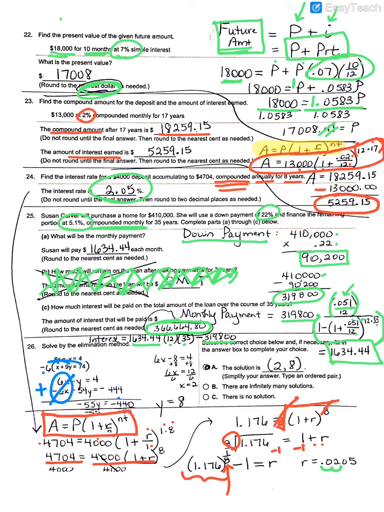And then I added my y's together. I got -55y. And then 4 plus -444 gave me -440. When I divided both sides by -55, then I found that my y was equal to 8. Once you have your y, you're going to plug it back into either of the original equations. I just happened to choose the first one. It really doesn't matter. So if I plug it in there, 6x minus my y equal 4, then I'm just solving, and I got x is equal to 2. So my solution here was 2, 8.